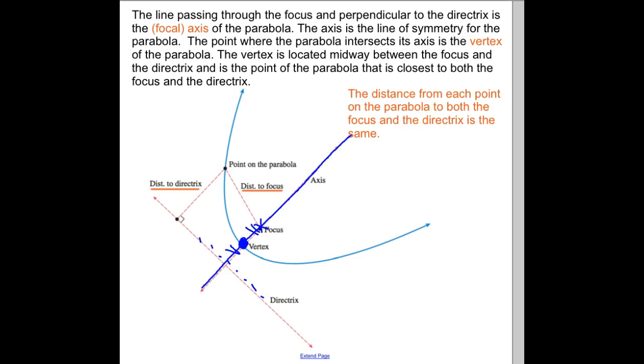It says the distance from every point on the parabola to both the focus and the directrix is also the same. So it doesn't work just for the vertex. Any point on my parabola, if I draw a line perpendicular to the directrix from that point, looking at this one here, I go perpendicular to my directrix and I also connect the point to the focus. These are the same length. That's what creates your parabola. For any point on there, you go perpendicular to the directrix and to the focus, connect those two points. It's always the same length.